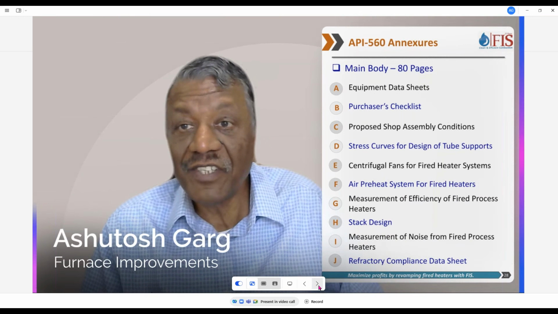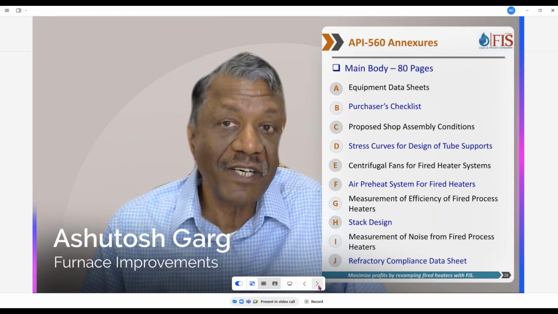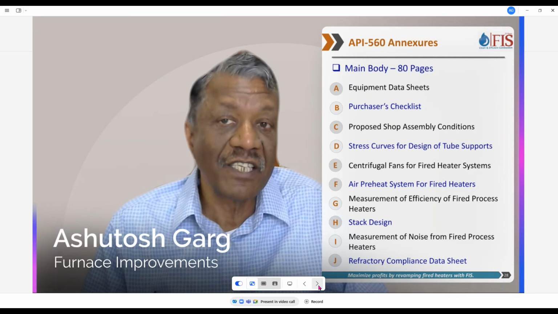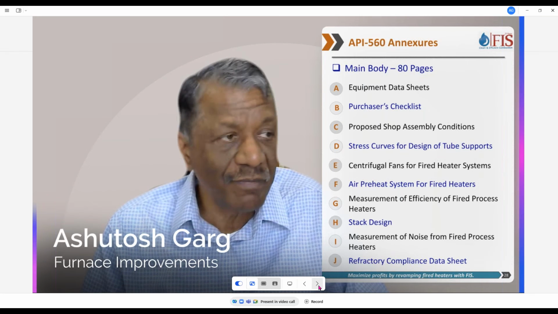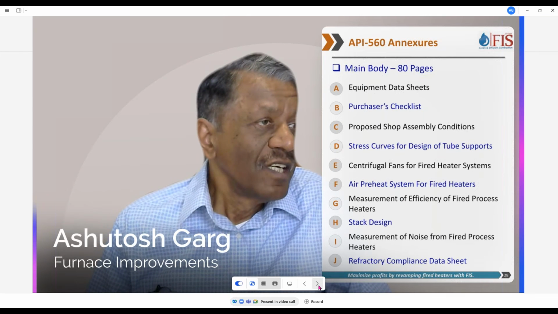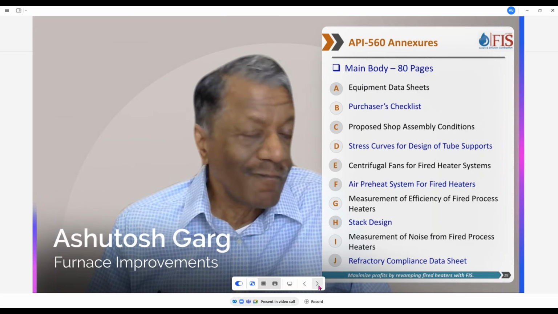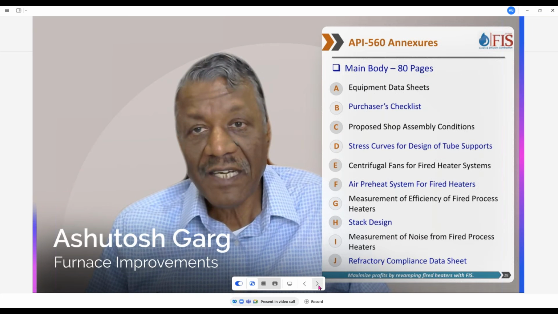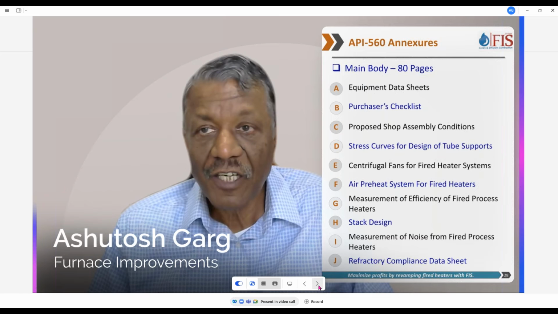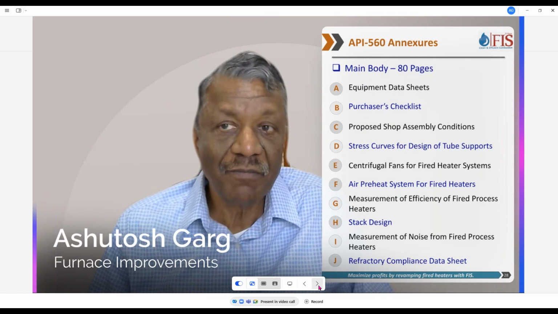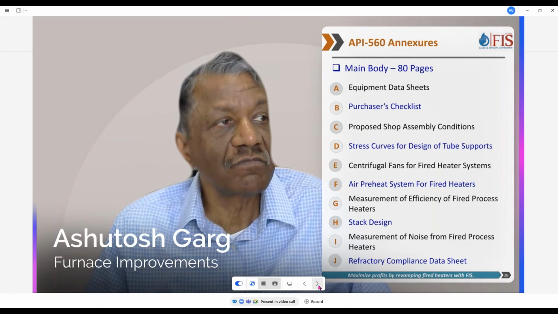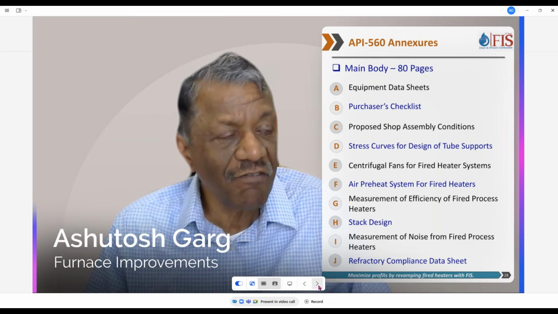API 560 has 2 sections: normative, which needs to be followed, and then there are annexures, which are meant for providing information. And I think maybe in the first go, we can add more information in the annexures, and then maybe slowly we can transfer it to the normative.